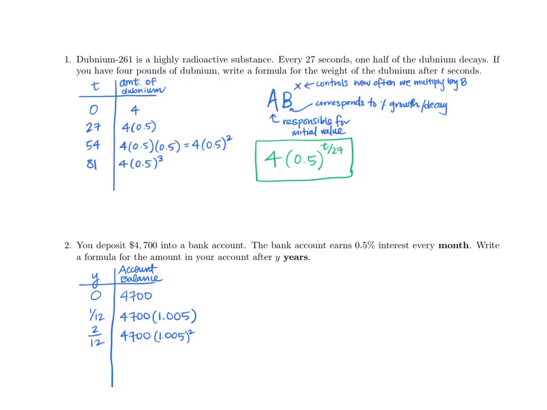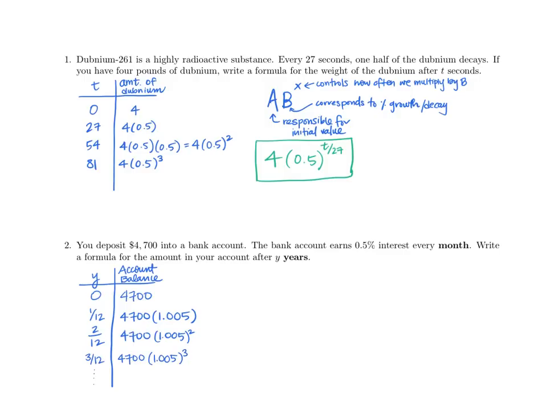Because what we're doing is we're taking the amount we had in our bank account after the first month here and multiplying it by 1.005 again to have it accrue another 0.5% interest. And this is going to continue, right? When y is equal to 3/12, then we're going to be calculating 4,700 times 1.005 cubed. And this pattern will continue.